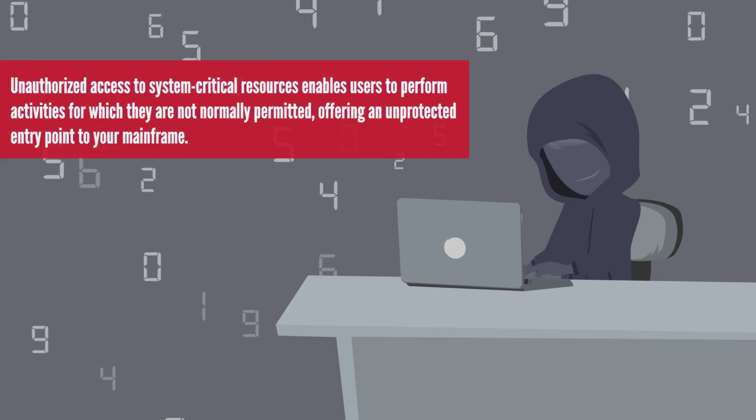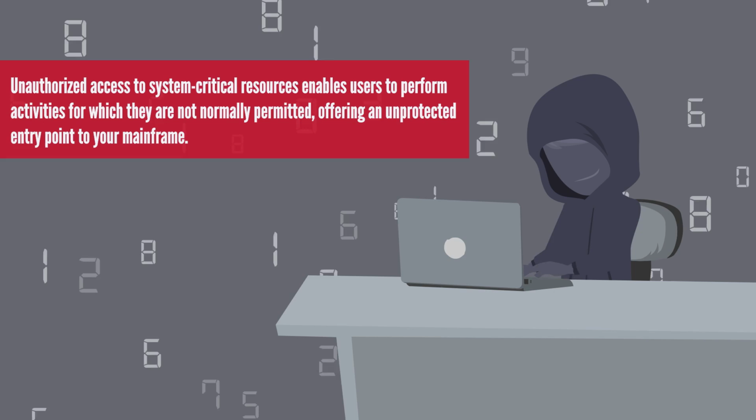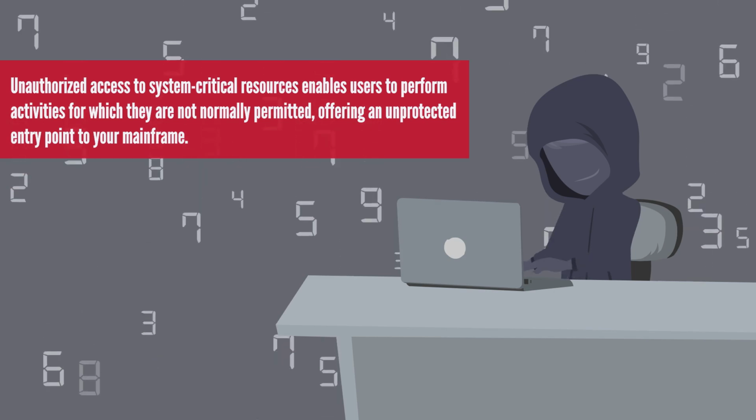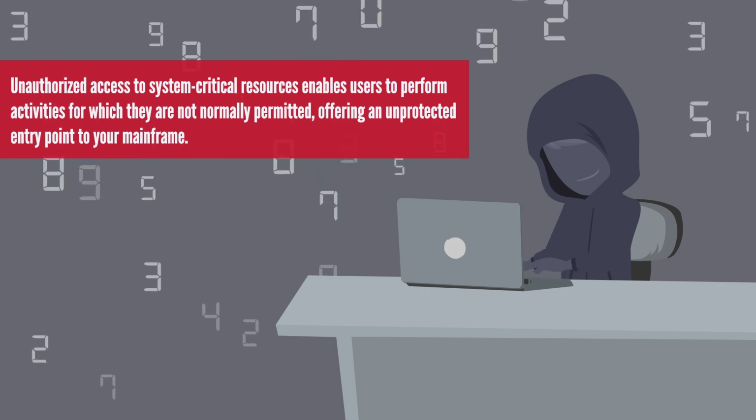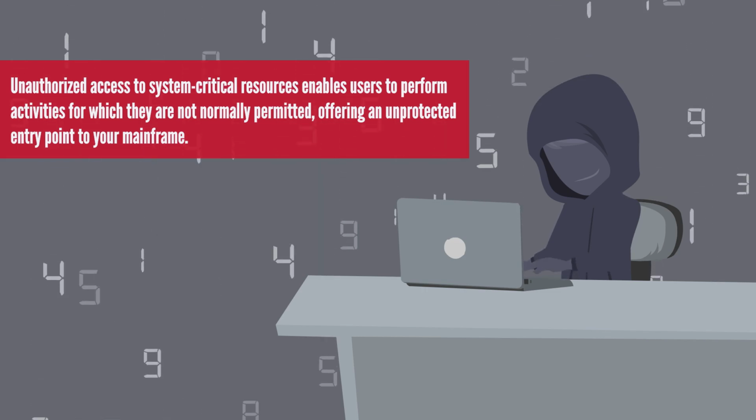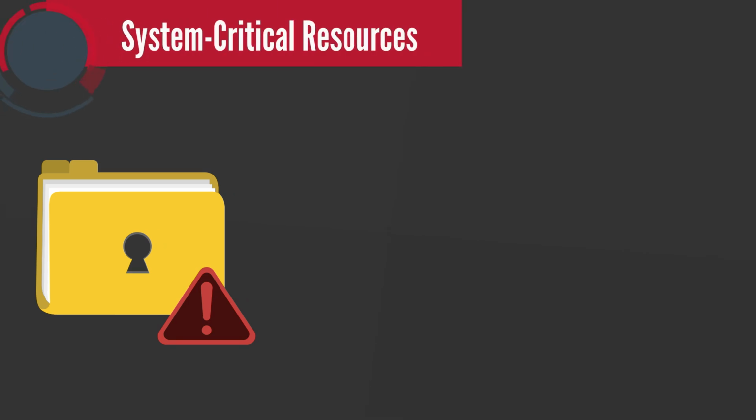Unauthorized access to system-critical resources enables users to perform activities for which they are not normally permitted. Therefore, unsecured system-critical resources offer an unprotected entry point into your mainframe. What are system-critical resources, and how do they put the mainframe at risk?